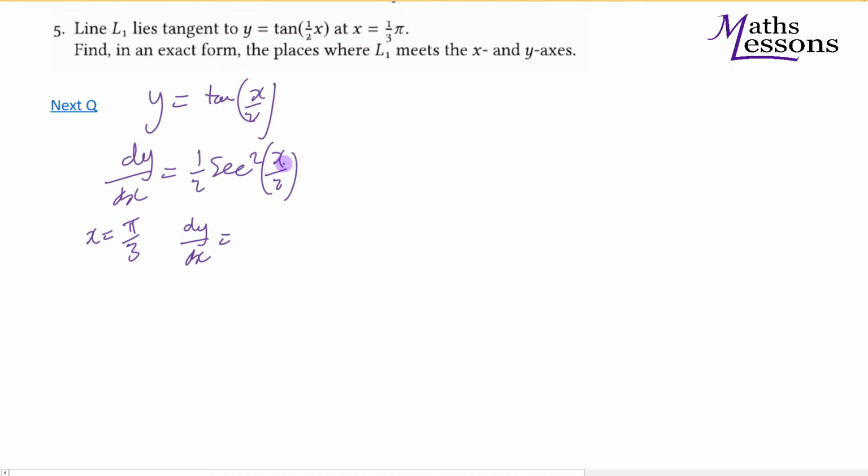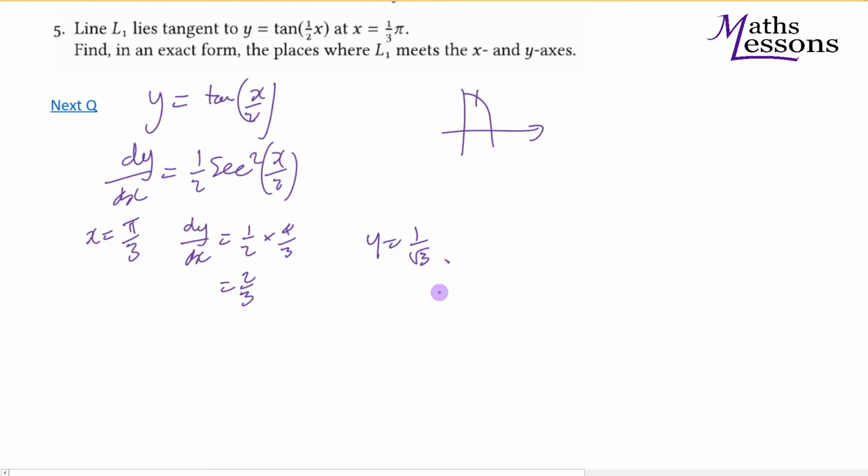So we've got sec of pi by 6, and sec equals 1 over cos. So cos of pi by 6, if you remember, is root 3 over 2. And we've got 1 over that, so we've got 2 over root 3. We square that, that's 4 over 3, and then we times that by a half. So we've got a half times 4 over 3. So that leaves us with 2/3. Okay. And we know that the y value, if we put in pi by 3, we get pi by 6, and tan of pi by 6 is 1 over root 3.